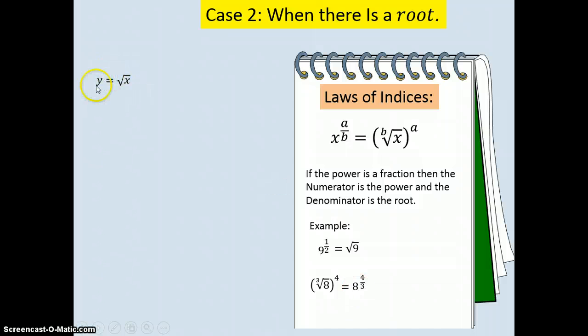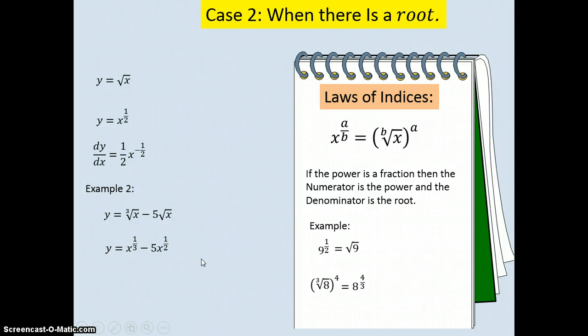Let's go back to this equation. If we want to rewrite this first, then y is equal to x to the power of 1/2, and now you can easily differentiate that. Example 2. The root is 3, so this is x to the power of 1/3. The square root of x is x to the power of 1/2. We have rewritten the equation, and now we are in position to differentiate.